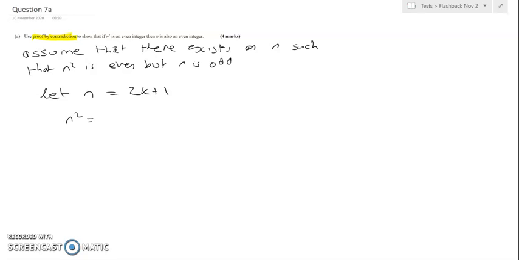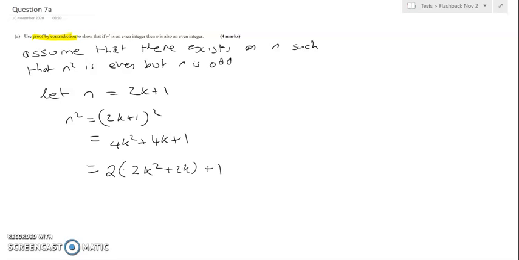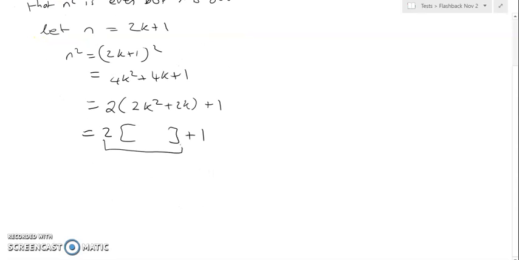And so n squared would be 2k plus 1 squared. And if we expand that out, we get 4k squared plus 4k plus 1. And if we just take out a 2 from the first section, we can say that this is 2 times something plus 1. And then 2 times something, that makes this bit even. But then if we add 1, then this whole thing must be odd.